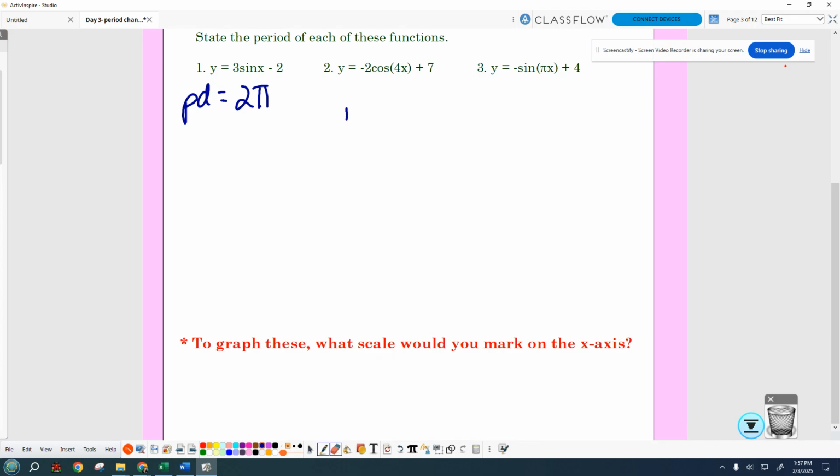Irfan, what's the period for this second one going to be? Pi over 2. So 2 pi divided by 4, he reduced it and got pi over 2. 2 pi divided by pi, the pi's cancel and we get just 2. That can happen. I can make the pi go away. Don't force it in there.